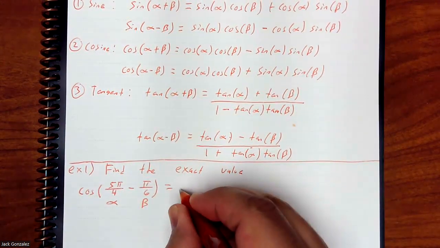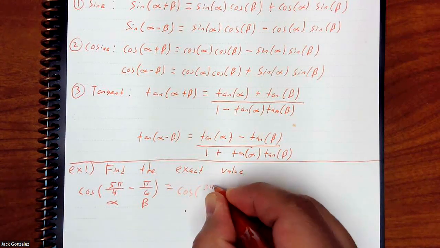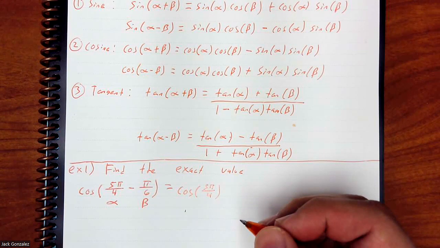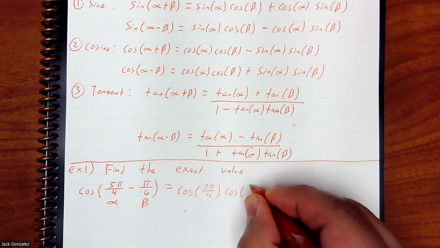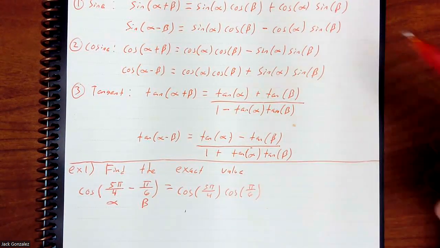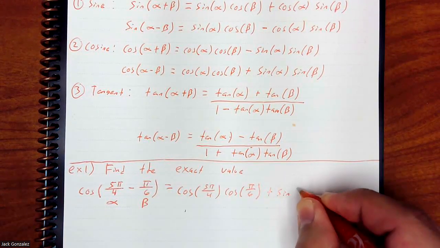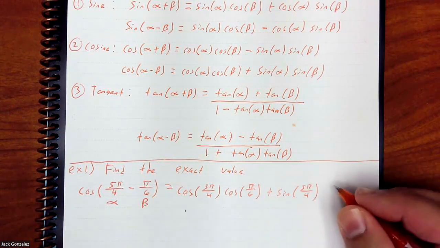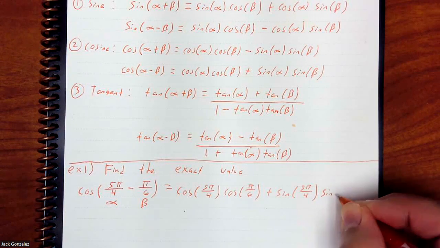So you would get cosine of 5 pi over 4 times cosine of pi over 6. If it's minus, it's a plus: sine of 5 pi over 4 times sine of pi over 6.